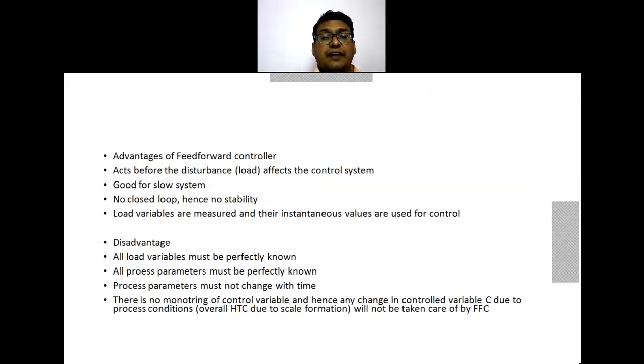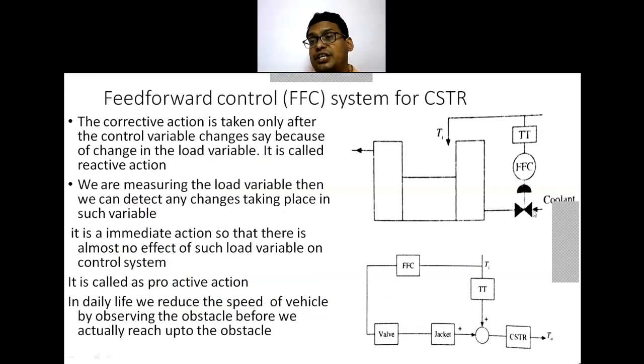Then there are certain disadvantages. All the load variables must be perfectly known. Here we are measuring only the temperature in this case. Now there can be changes in the flow rate also. If I change the throughput of a system and my reaction system demands more supply of the reactant A, the flow rate is not measured in this case, only temperature is measured. In this case, you can apply another loop for measurement of the flow.